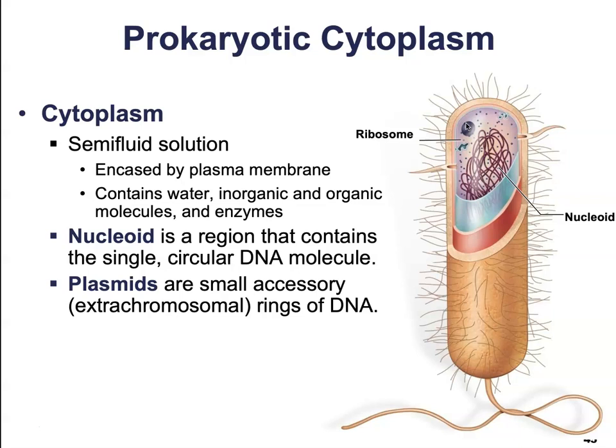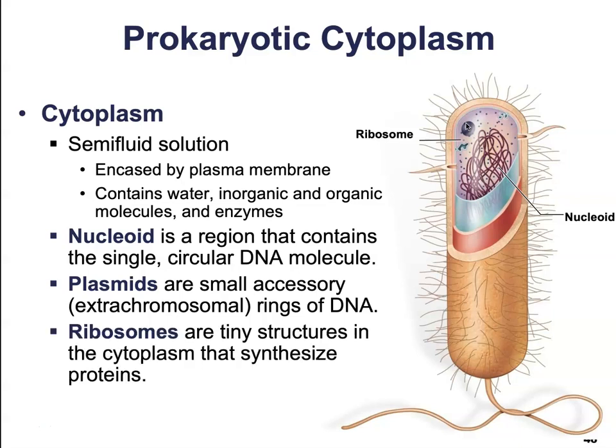And we're going to have a whole section on this in chapter 14. It's a very exciting branch of science. Next up are going to be the ribosomes. Ribosomes are going to be found studded all throughout the cytoplasm. These are tiny structures in the cytoplasm. Their ultimate goal is going to be to synthesize proteins.